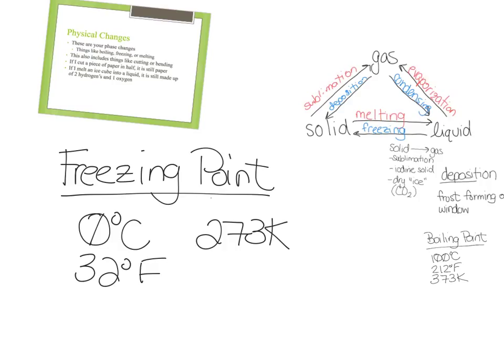It's written up there. 32 degrees Fahrenheit or 0 degrees Celsius or 273 Kelvin, ideally. Now it's going to be a little bit different because we have something called colligative properties with all of the things that are dissolved in it. But that's the idea of it, that's about where it should be.